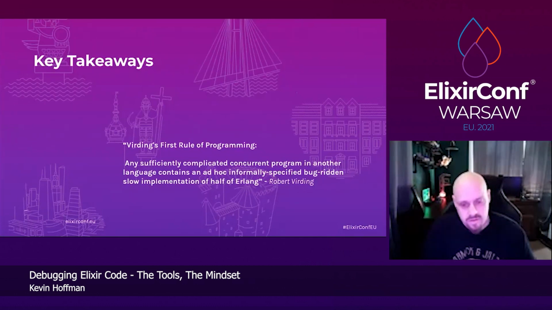So I think our largest key takeaway here is Virding's first rule of programming, which is that any sufficiently complicated concurrent program in another language contains an ad hoc, informally specified, bug-ridden, slow implementation of half of Erlang. And in short, what that means is that the further down the road we went towards building a reliable distributed system, the more it became obvious that we were essentially just doing a really bad job of rewriting OTP.